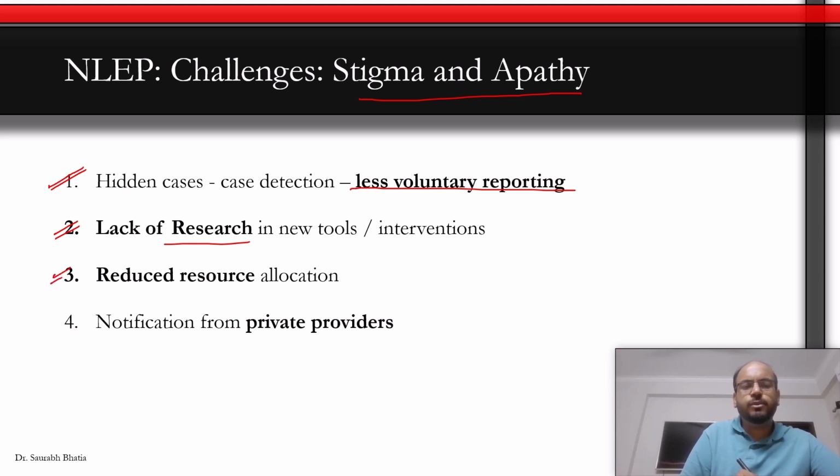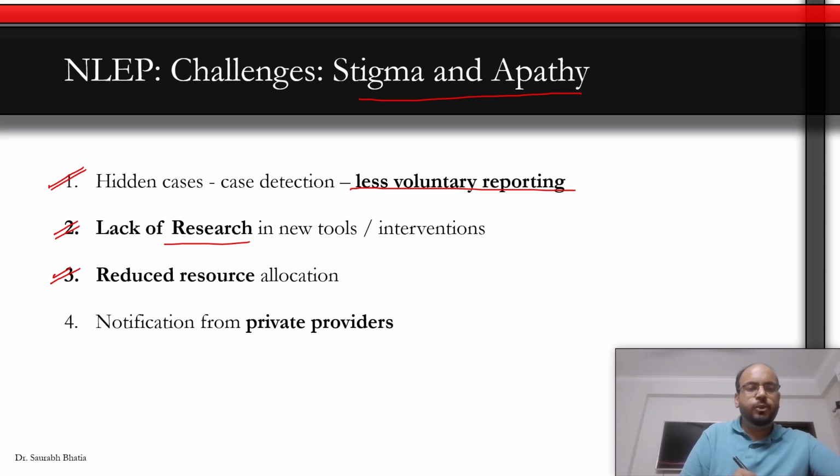There is reduced resource allocation. For example, financial resources are not allocated, and not much manpower is dedicated to developing protocols to identify Hansen patients or patients with leprosy, so that you can give good treatment to them. Many times drugs may not be procured in adequate amounts. So this kind of resource deficiency which plagues any government institution is also a challenge to NLEP.